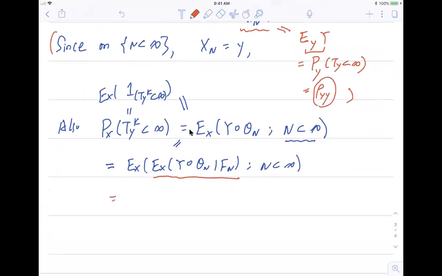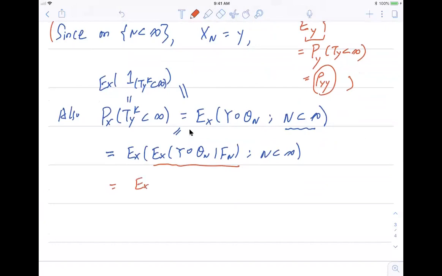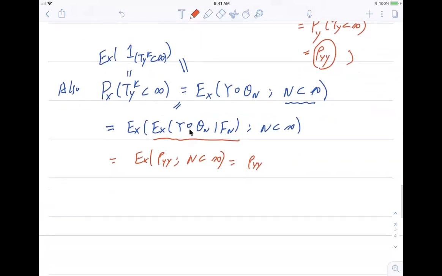So we have E_x, and rho_y is a constant. You integrate a constant on this set, so what we get is rho_y times P_x(n less than infinity), which is exactly rho_y times P_x(t_y^{k-1} less than infinity). Then we just proceed by induction.